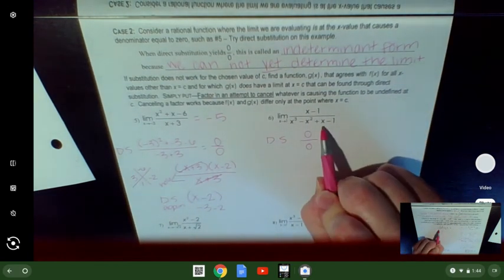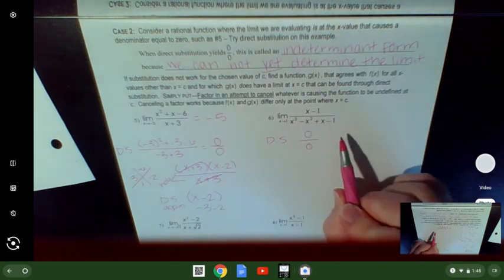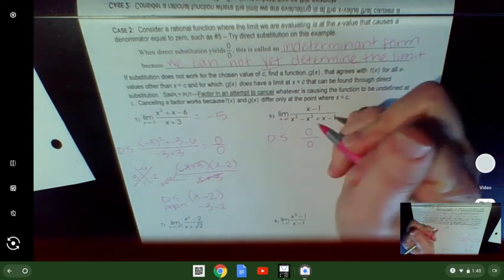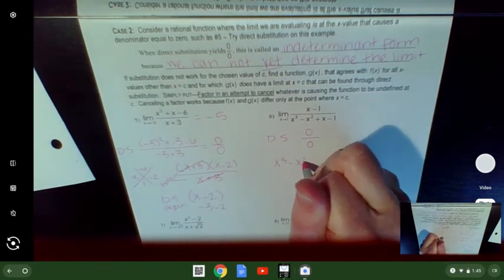so we're going to try factoring and canceling. In this case, it's my denominator that needs factoring. I have 4 terms, so I am going to factor by grouping. I'm going to rewrite my denominator down here.